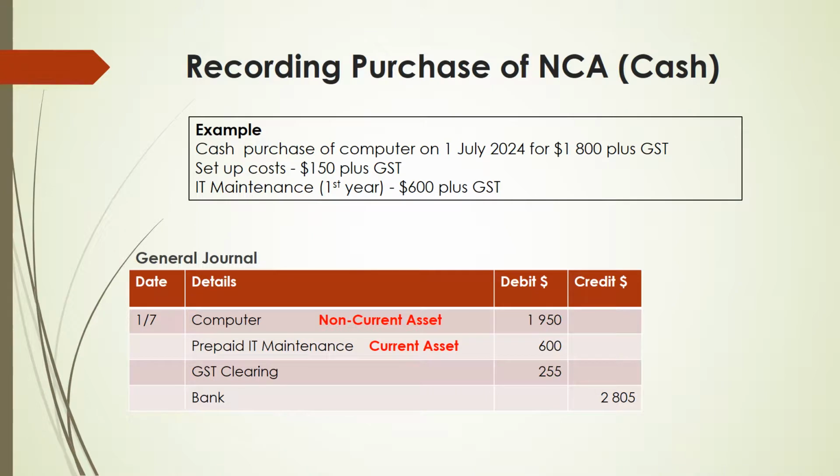So using our example of our purchase of computer, this is how we record the transaction in the general journal. Take note here how we have taken up the total cost of non-current asset totaling $1,950, and this was the combination of the computer cost and the setup costs. In a separate line, we record the prepaid IT maintenance of $600, and this is recorded on the debit side because it is a current asset where we expect to receive the economic benefits within the 12 months.